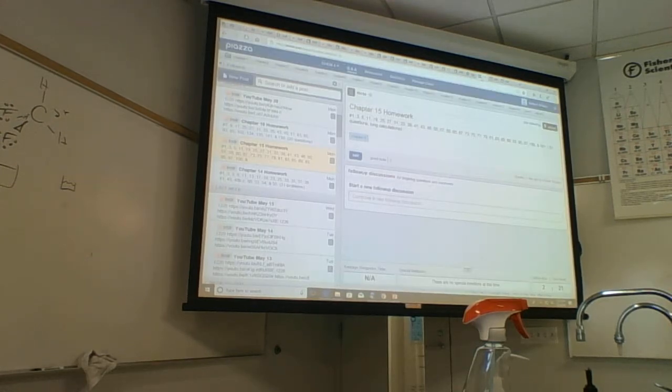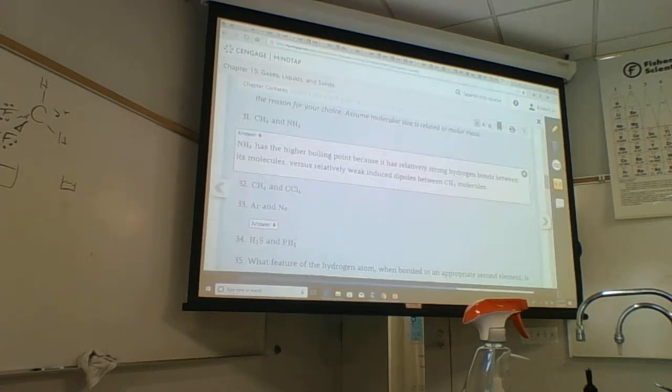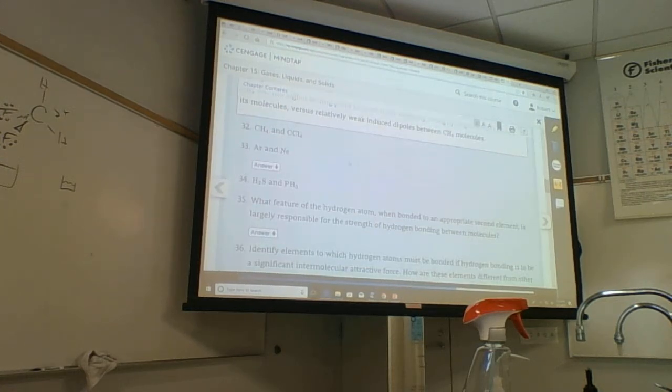31, 35, no, 33. Argon versus neon. Ammonia would be higher. Ammonia is going to be higher because of hydrogen bonding interactions. They're both about the same size. So same size pool, but you have H bonding interactions.